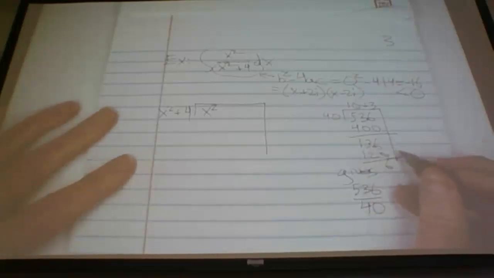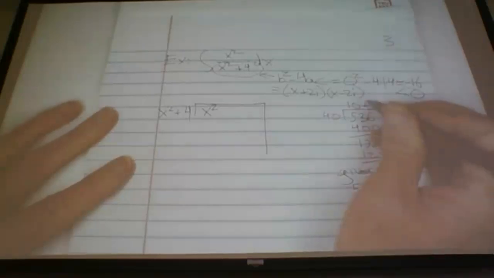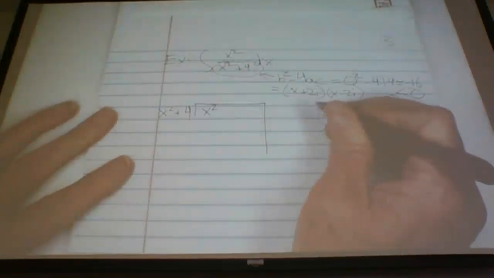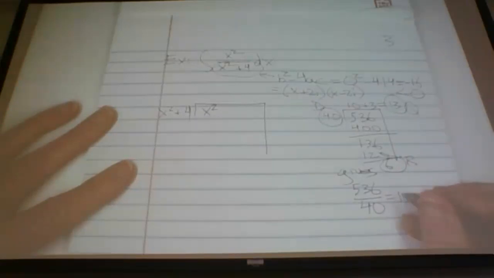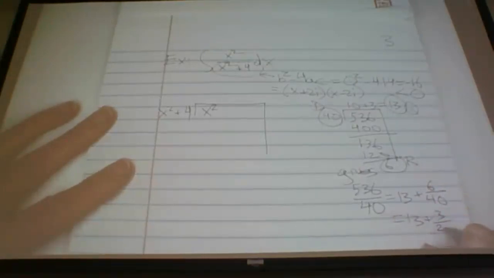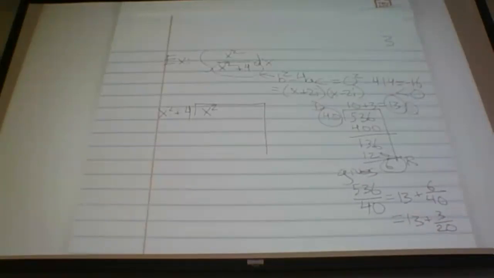That tells me then that 536 over 40, when I did the division, had this remainder, and this sum, 13, is the quotient with this divisor and the dividend in there. And so this division is equal to the quotient of 13 plus the remainder 6 divided by the divisor 40, which I can then reduce and say it's 13 plus 3/20. All right.